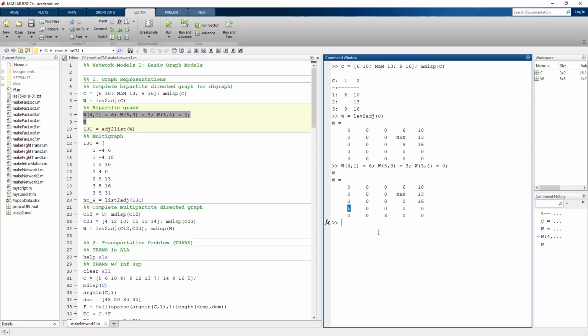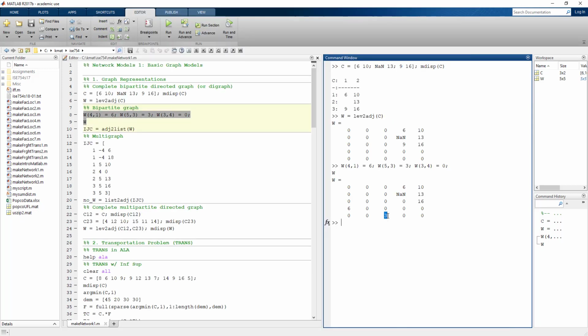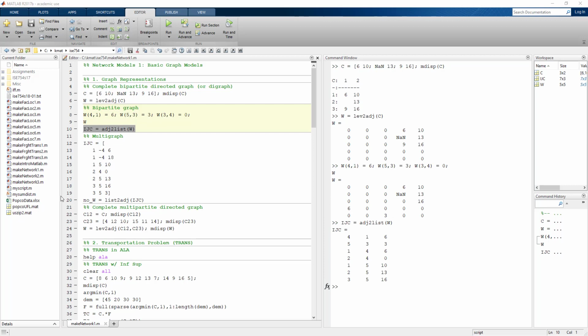So now it's just a bipartite graph. And we've added an arc from node 4, one of the customer nodes, back to the first supplier. And we have a 3 here. So now we have a bipartite graph. Bipartite graphs are, in this case, not directed graphs.